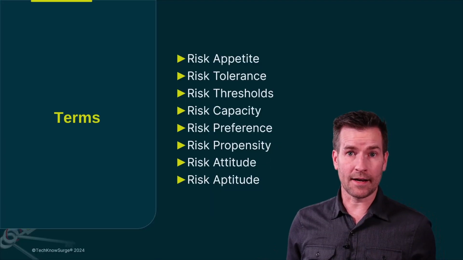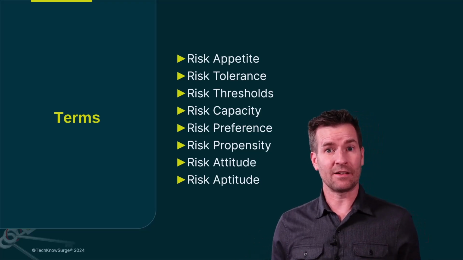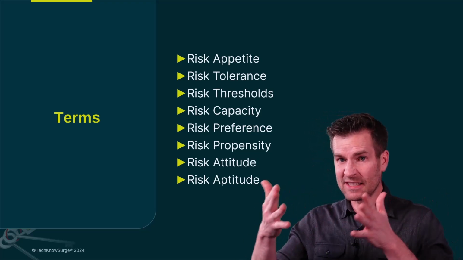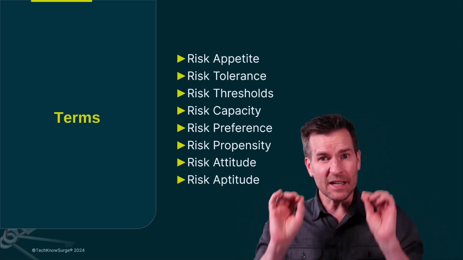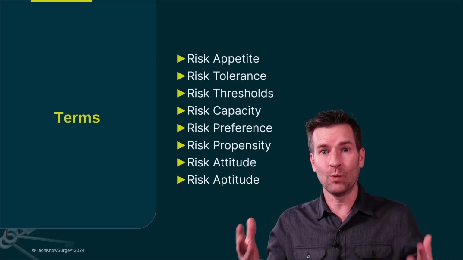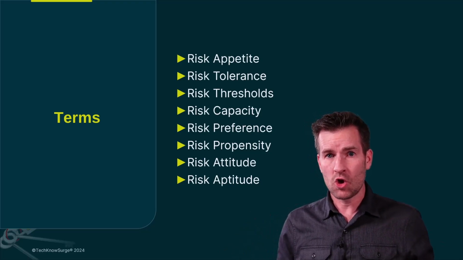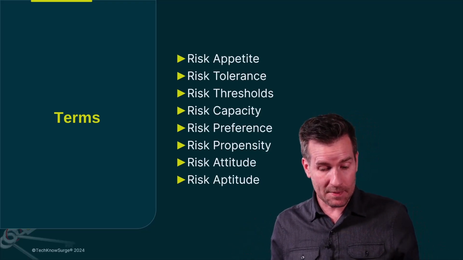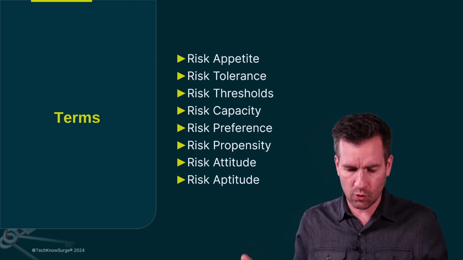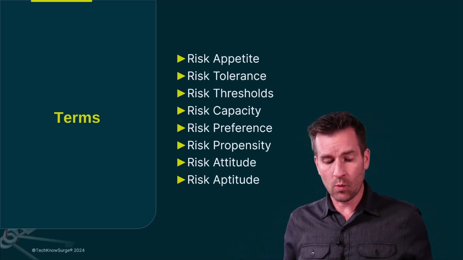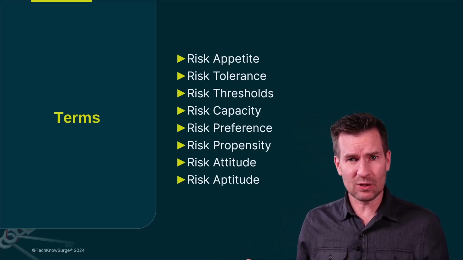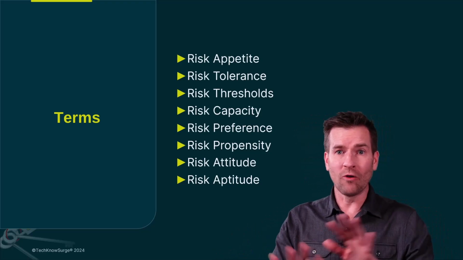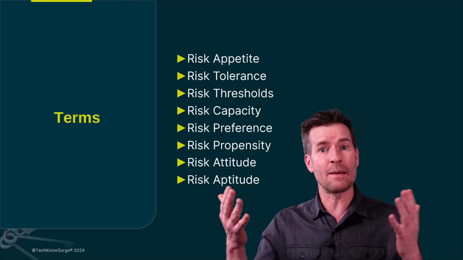When it comes to a lot of terms, people don't necessarily see eye to eye. People have different perspectives on what these terms mean. This is especially true when it's talking about risk and different risk terms. You may see terms out there like risk appetite, risk tolerance, risk threshold, risk capacity, risk preference, risk propensity, risk attitude, risk aptitude. All of these terms have overlapping meanings and people view them differently.